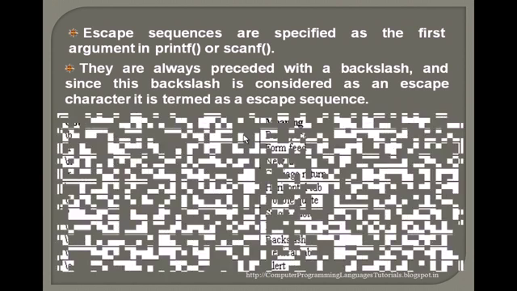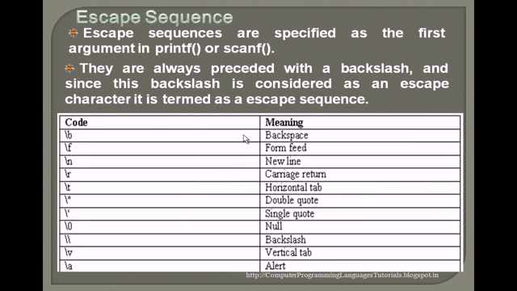Here we have some escape sequences, that is, they have some meaning. For example, slash n is used for new line, slash 0 for null character, slash t for horizontal tab. All these sequences are useful while we perform the program. Mostly we use slash n, slash t, slash 0.